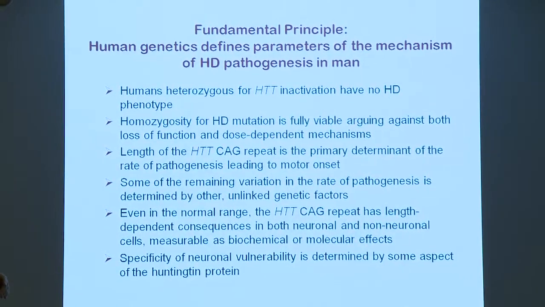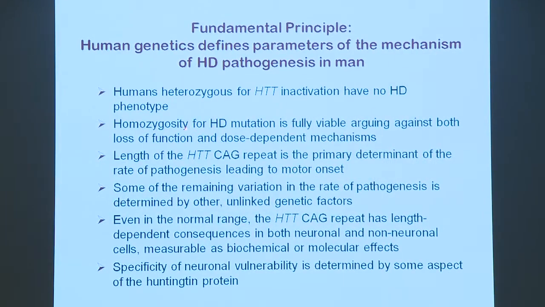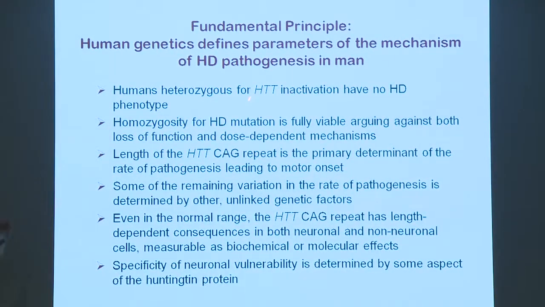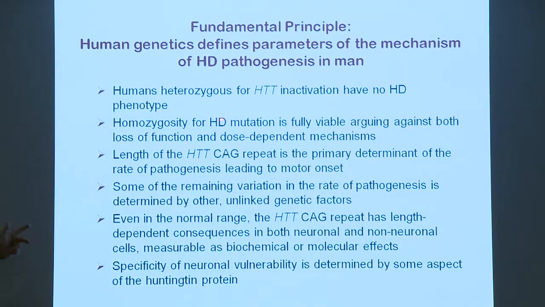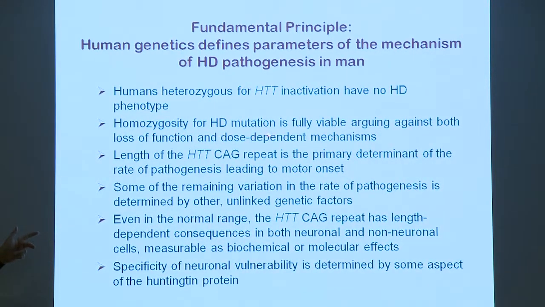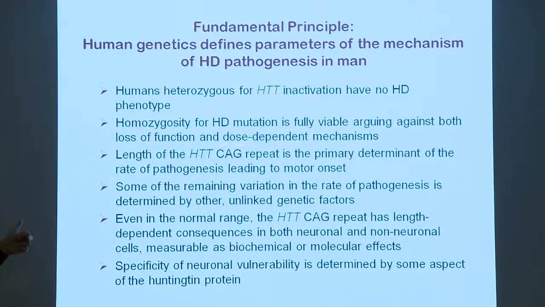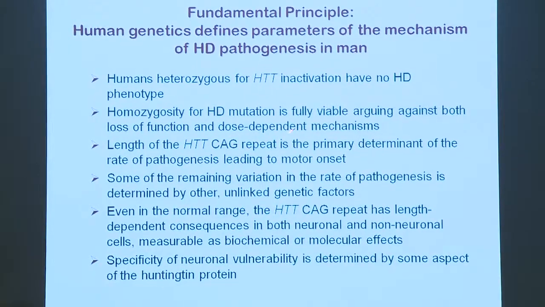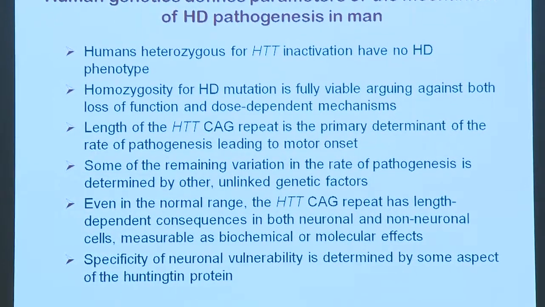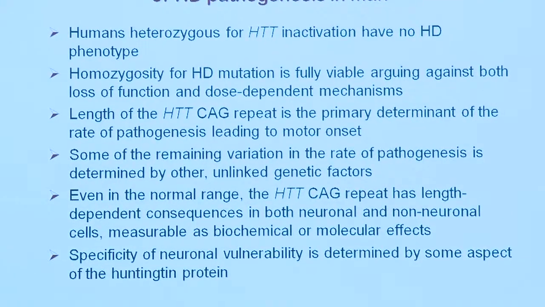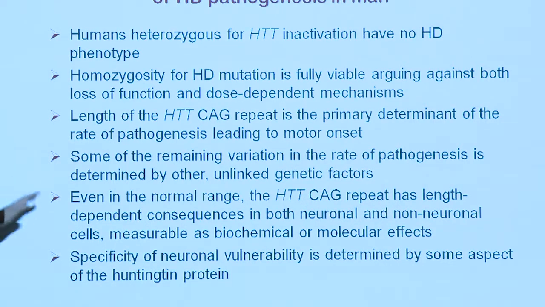Quickly, fundamental principles. This is just telling you stuff. Humans heterozygous for HTT inactivation have no phenotype, so it's not an inactivating mutation. Homozygosity for those mutations is fully viable, so it's not a loss of function. And importantly, it's not a dose-dependent mechanism. 2 copies isn't worse than 1. All those animal models that work on aggregation, they're all incredibly dose-dependent.